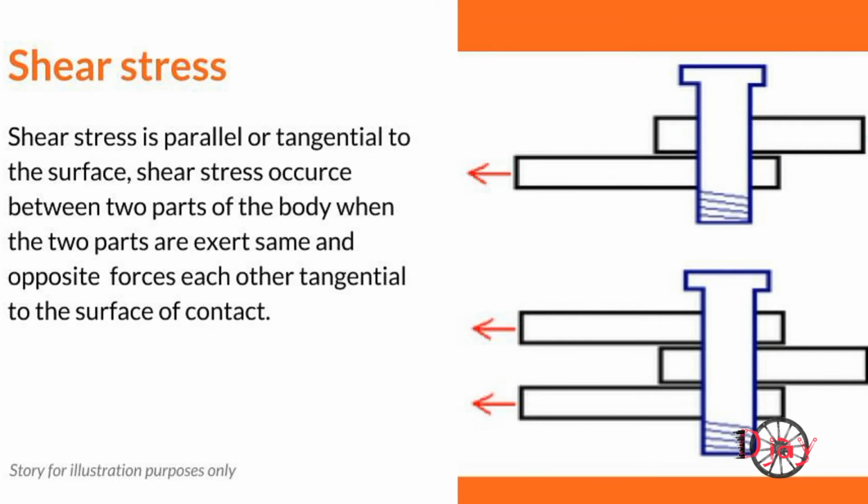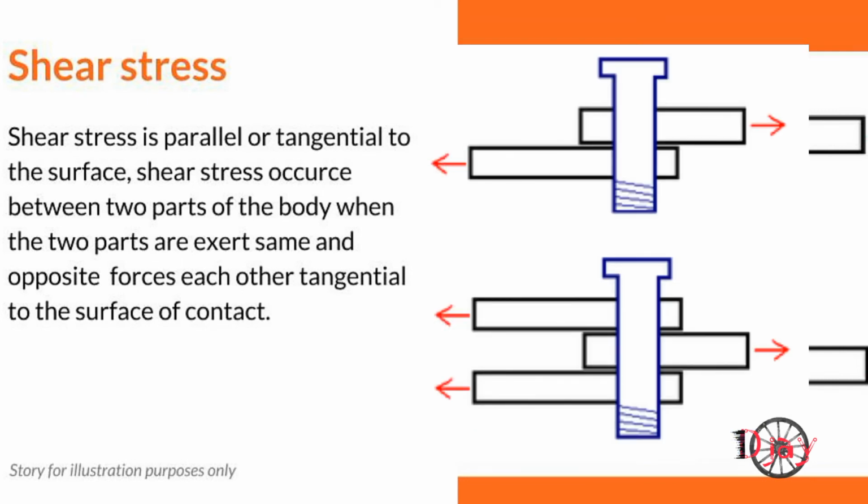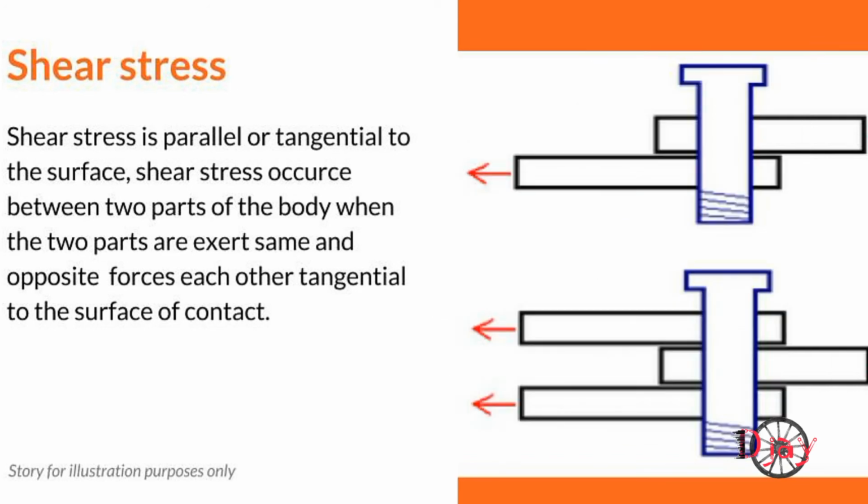Shear stress. Shear stress is parallel or tangential to the surface. Shear stress occurs between two parts of the body when the two parts exert equal and opposite forces on each other, tangential to the surface of contact.